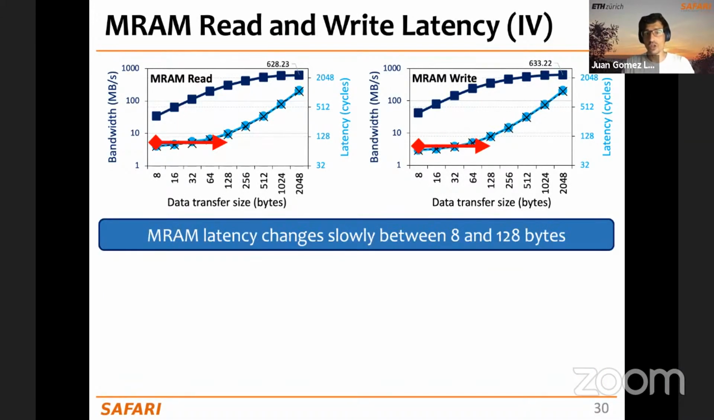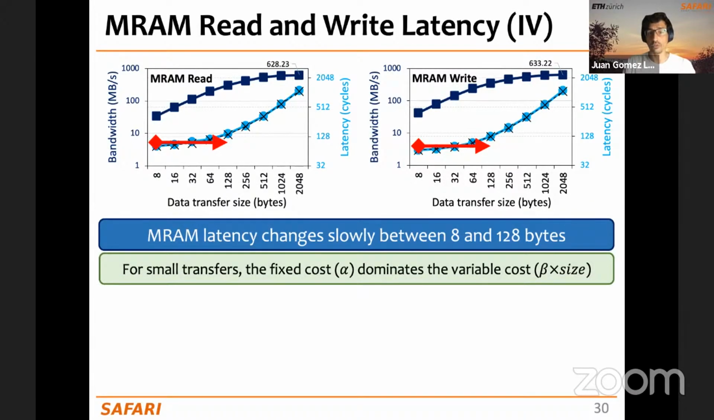Another interesting observation here is that the latency changes very slowly between something like 8 and 128 bytes. And the reason for that is that for small transfers, this variable cost is relatively small, right? Because size is not a large number, and this is only like 2 bytes per cycle, right? But this fixed cost is something larger. In our measurement, this is around 80 cycles. So for these small transfers, the fixed cost dominates. So that's why we don't see so much change in the latency for small transfers.